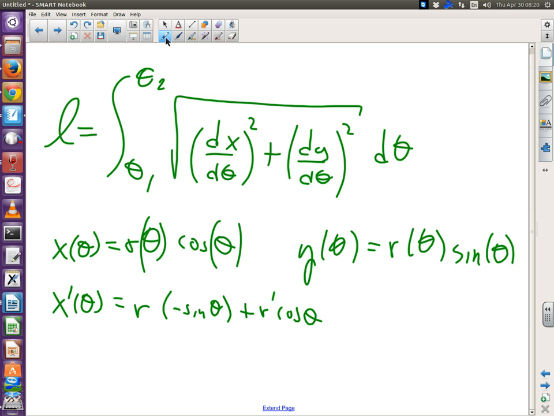Okay. What's y prime with respect to theta? First times the derivative of the second. What's the derivative of the sine? Cosine theta. So first times the derivative of the second plus the second, which is sine, times the derivative of the first. Okay, so there's your x prime, there's your y prime. Then you've got to square them. Square it, add it, square it.